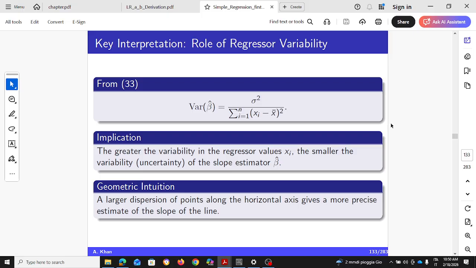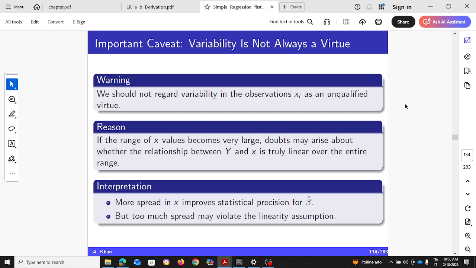Now, if we have greater variability in the regressor, in the observed values, the smaller variability we have in the slope for the estimation. So we can have a larger dispersion around the horizontal axis. If we have more dispersion on the x-axis, this means we have more data, we have more information about the slope. And so the slope then cannot be vertical or horizontal. We have more information now. We can cover more data.